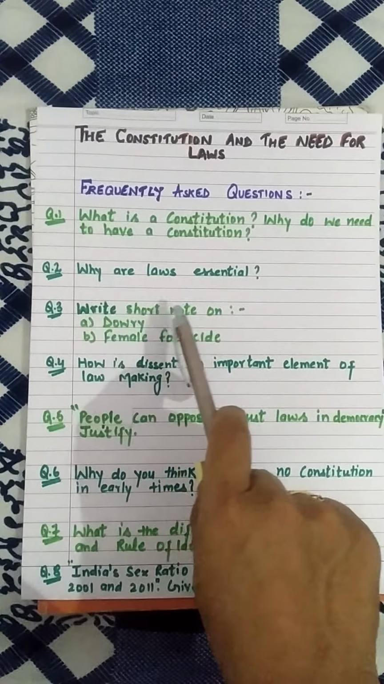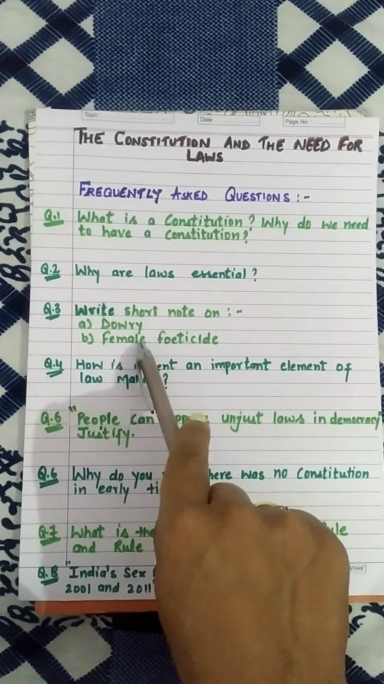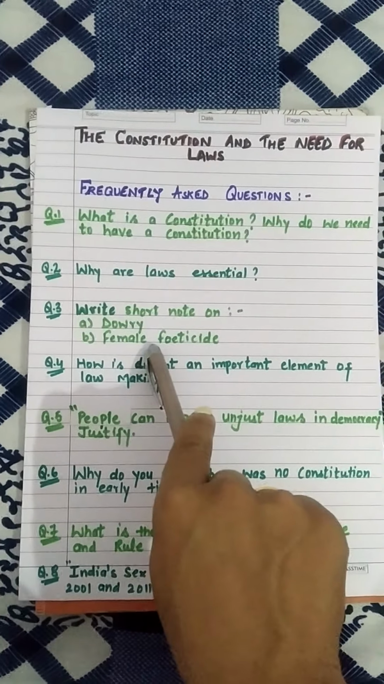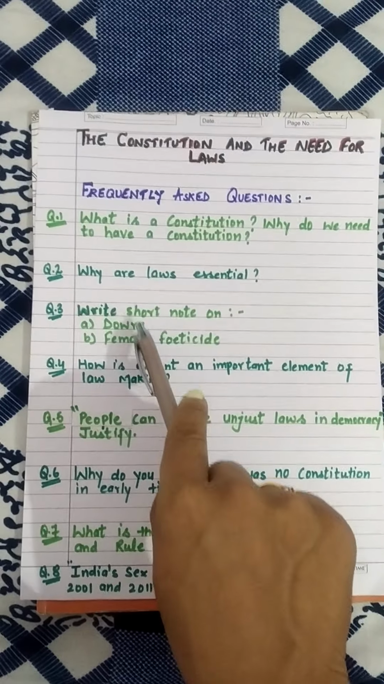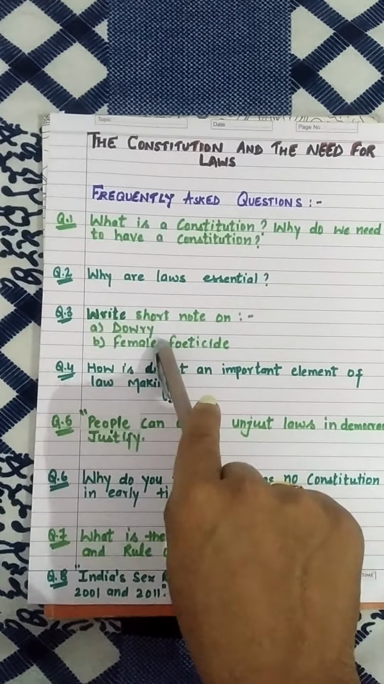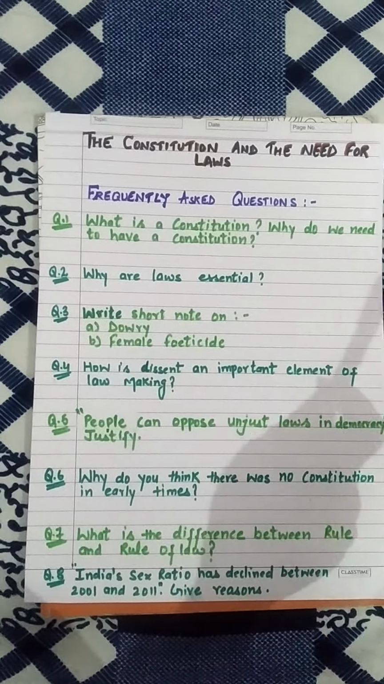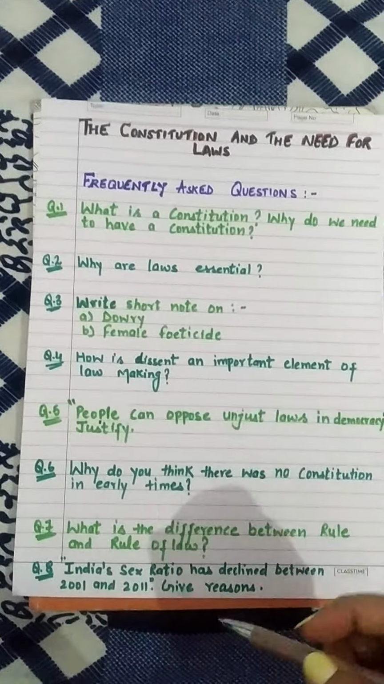Now write a short note on dowry and female feticide. We have done 3 social evils and we have done acts to curb them. So dowry and female feticide, you have to write the meaning also, drawbacks also, and after that the act. So in 3 points you can write each, dowry and female feticide.